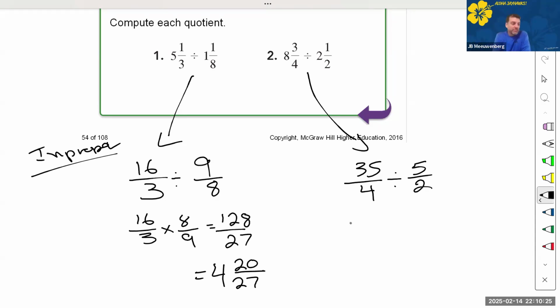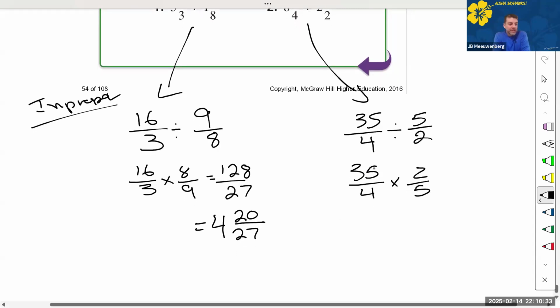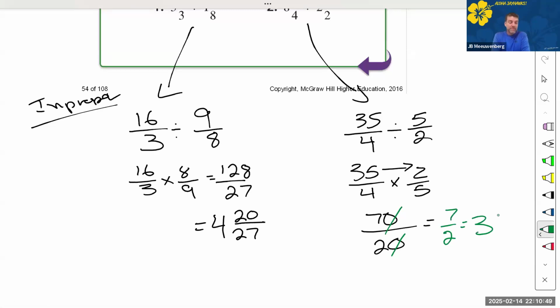Now we change to multiply, and then we invert that second fraction. This gives us 35 times 2, which is 70, 4 times 5, which is 20. There's a nice easy way to simplify those. Divide by 10, knock off those zeros. 7 over 2 simplifies to 3 and 1/2. And so again, division is a little bit trickier to represent visually, but hopefully this gave you some, again, deeper understanding of how both multiplication and division with fractions do work.